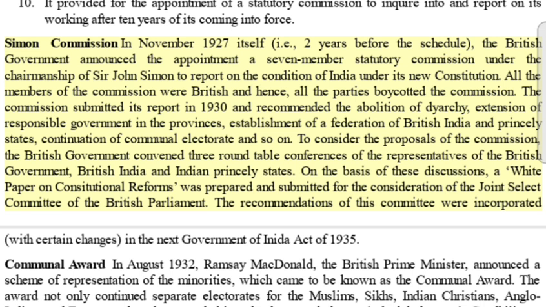The commission submitted its report in 1930 and recommended the abolition of diarchy, extension of responsible government in the provinces, establishment of a federation of British India and princely states, continuation of communal electorate and so on. To consider the proposals of the Commission, the British government convened 3 round-table conferences of the representatives of the British government, British India and Indian princely states.